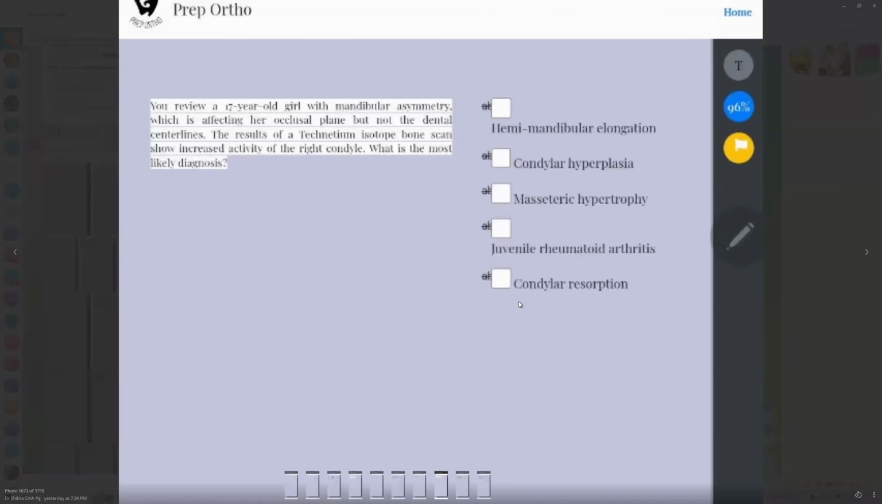You review a 17-year-old girl with a mandibular asymmetry, which is affecting her occlusal plane, but not the dental midlines. So it's a hemimandibular hyperplasia because it's not affecting the mandibular midline. The Tc99m scan shows increased activity of the right condyle. What is the most likely diagnosis? So it's a condylar hyperplasia, hemimandibular hyperplasia. It's not written, but it's not affecting the midline, so it cannot be an elongation. So it should be a condylar hyperplasia, but it should be a hemimandibular one. So I'm selecting option B.